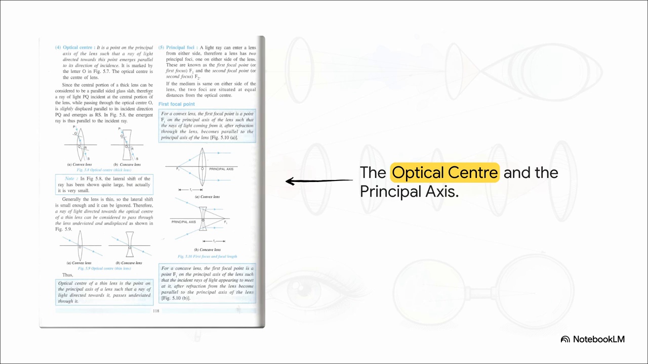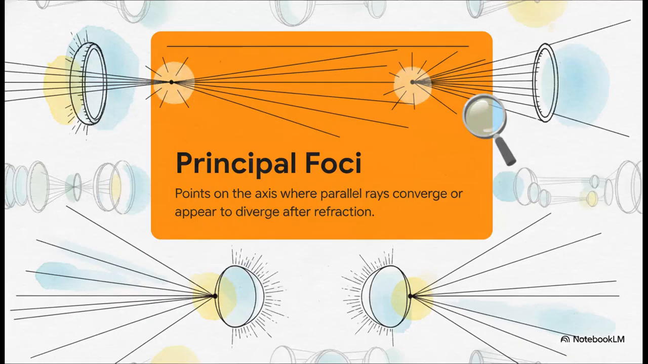And running straight through that center horizontally is the principal axis, an imaginary line joining the centers of curvature of the two spherical surfaces that actually make up the lens. Now we arrive at a genuinely crucial concept, the principal foci. Because light can enter a lens from either the left or the right side, every single lens inherently has two of these focal points. They're the specific locations on the principal axis where light rays that come in parallel to the axis either literally converge or at least appear to diverge from after they pass through the glass.